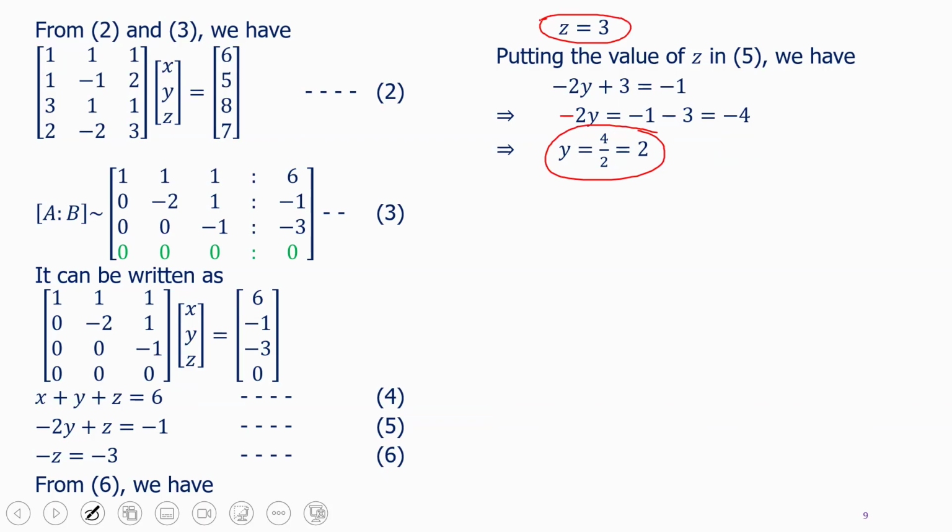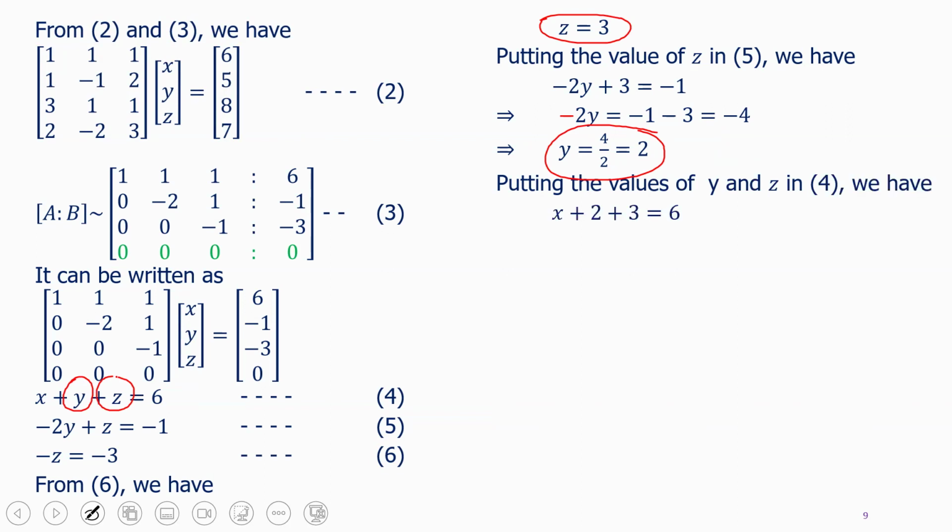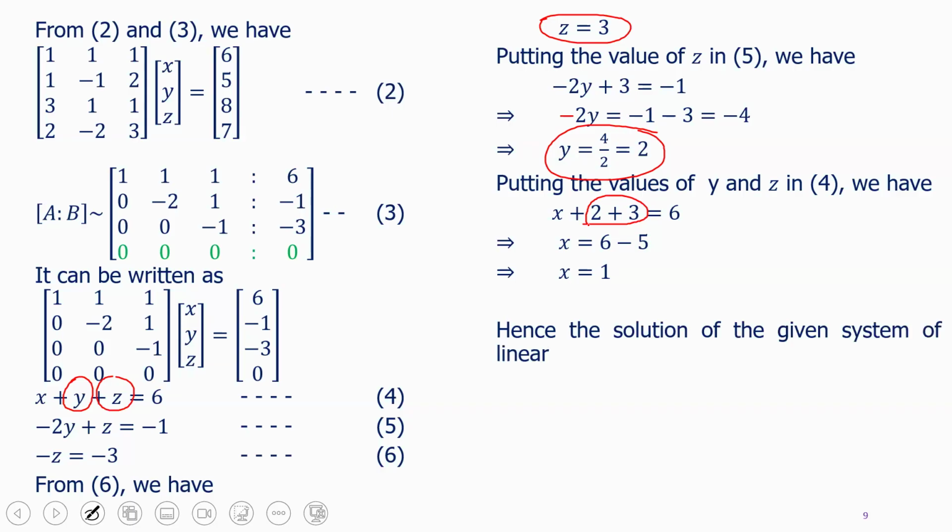We have obtained the values of y and z. Now substituting the values of y and z in equation number 4, we are able to get the value of the third variable, which is x. So x plus 2 plus 3 equal to 6. Transposing the 2 and 3 to the right-hand side, it is 6 minus 5, so x is equal to 1. Hence, the solution of the given system of linear equations is x equal to 1, y equal to 2, and z equal to 3.